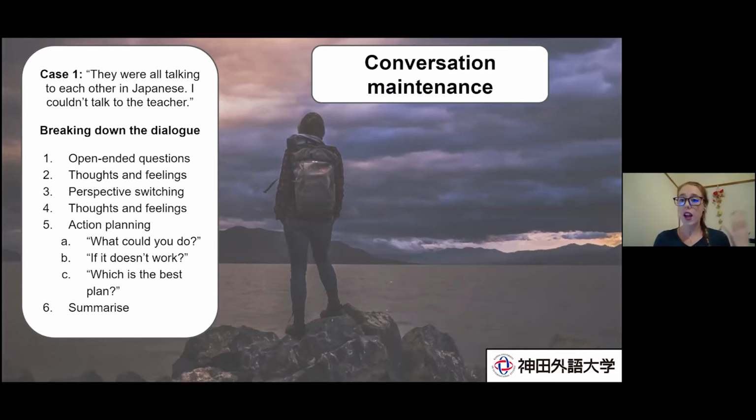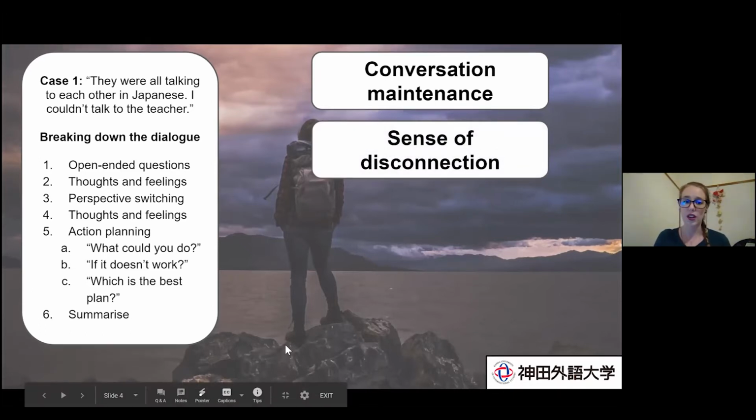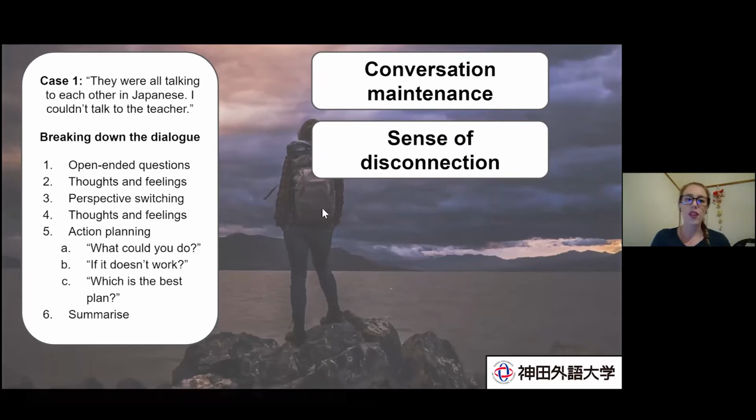But because they can't talk to each other individually, separately in small groups, this also makes it very hard for them to feel connected to each other and sometimes to feel connected to the teacher as well. So that's a quick summary of some of the problems that they're facing.